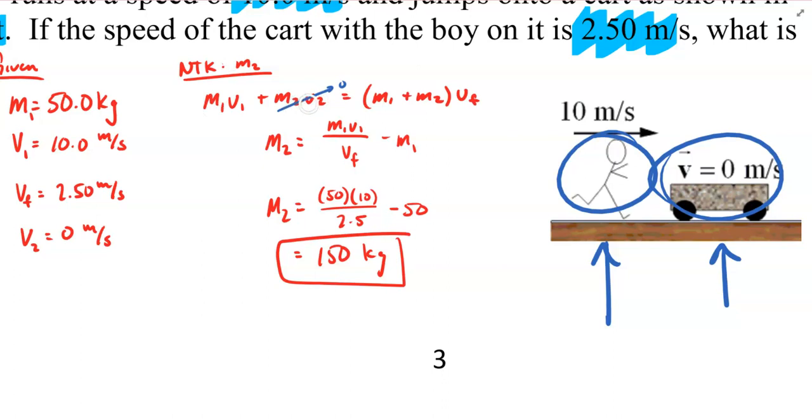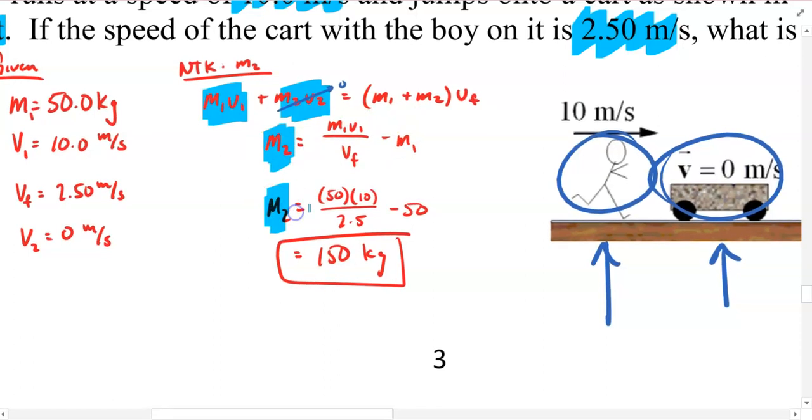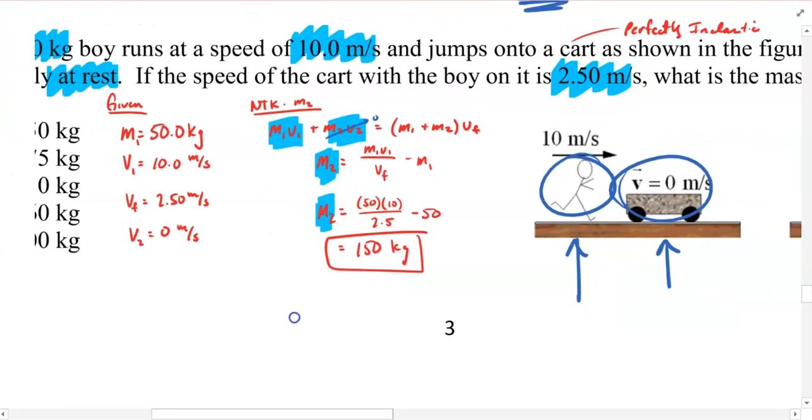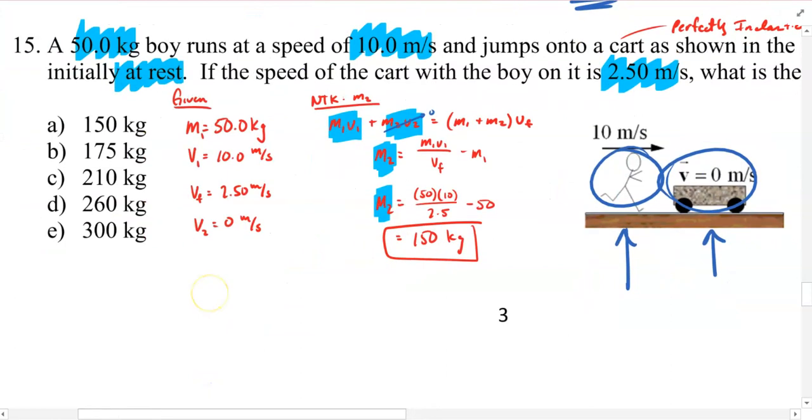Since the initial velocity of the cart was 0, so this was the boy and this one's the cart, the cart had a velocity of 0, so it had no momentum at the beginning, but as we isolate the components necessary to find the mass of the second object, we can do so and determine that it ends up being 150 kilograms.